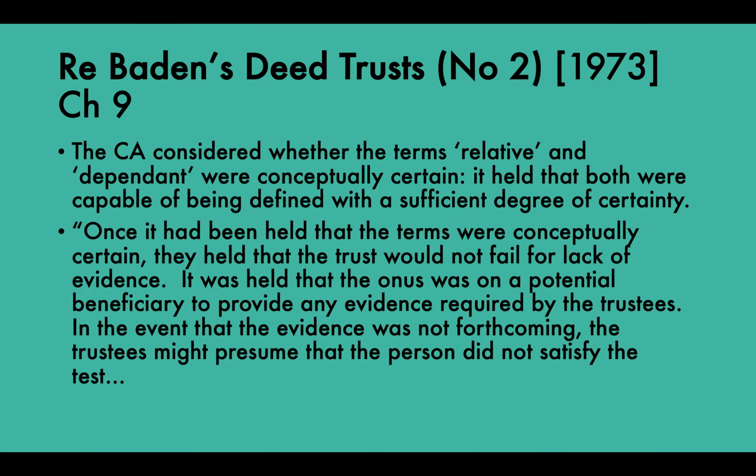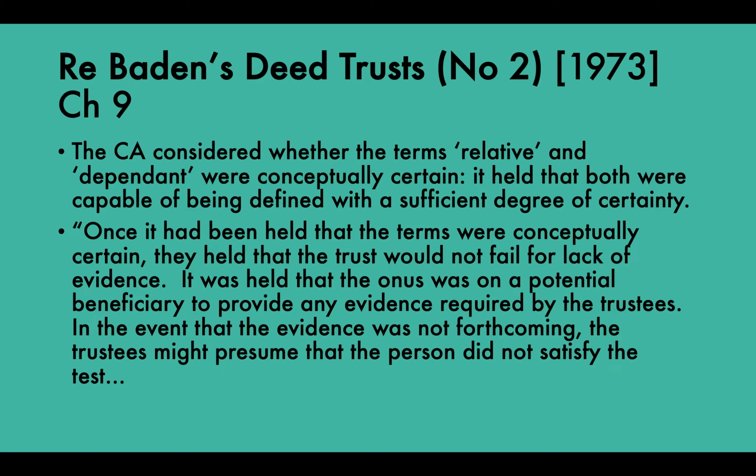The Court of Appeal considered whether the terms relative and dependent were conceptually certain, and it held that both were capable of being defined with a sufficient degree of certainty. So anyway, the particular issue to be determined was whether the disputed terms relative and dependent were conceptually certain. This is really what we need to know from this particular case with regards to certainty. So it was held that they were conceptually certain and therefore could be upheld. The Court of Appeal unanimously agreed that the trust deed was valid.